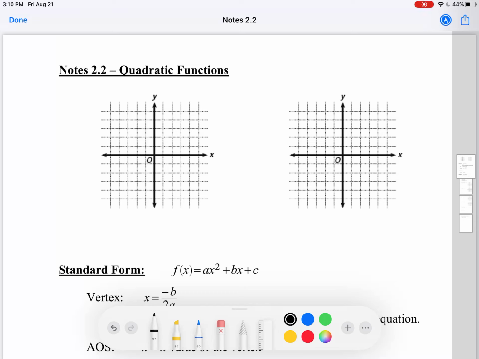Hey guys, today we're going to learn about Notes 2.2. This will be a review in consideration of quadratic functions. So to get us started, we have two graphs in front of us. We will graph a quadratic function.